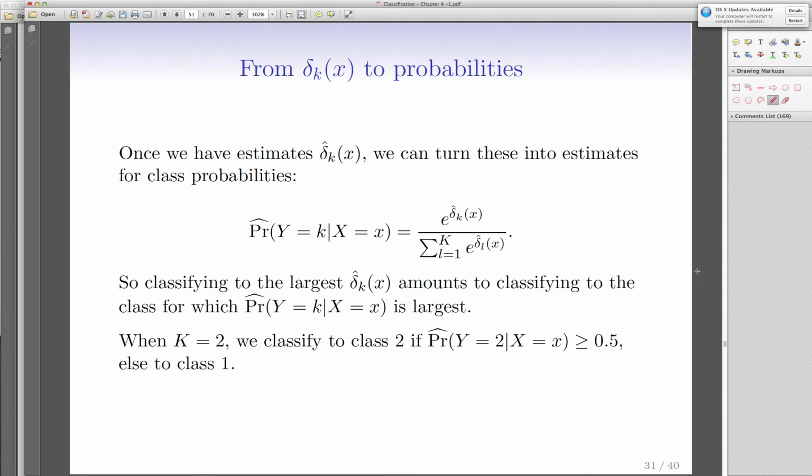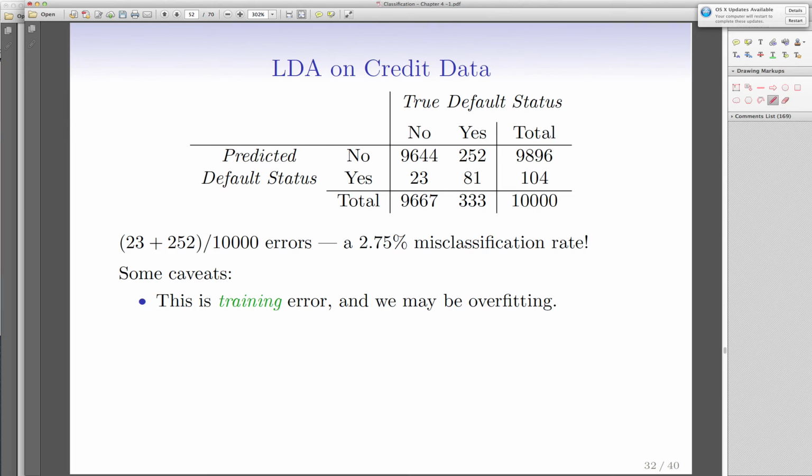So usually when you have 2 classes, you assign a case to one of the classes if there is more than a 50% chance that it's happening. So let's say we are working with default, no default data. If the probability of default is more than 50%, you assign that to the default case. If it's less than 50%, to the no default case. So here is our result using LDA, linear discriminant analysis, on our credit card data.